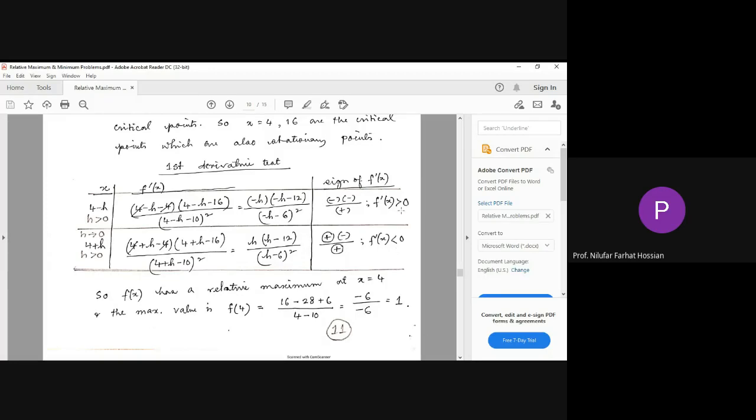So you see the derivative of the function is changing its sign from positive to negative. So there will be a relative maximum at x equal to 4, and the maximum value of the function will be like this. You just put x equal to 4 in the original function, the value is 1. So the coordinates of this relative maximum point is 4, 1.